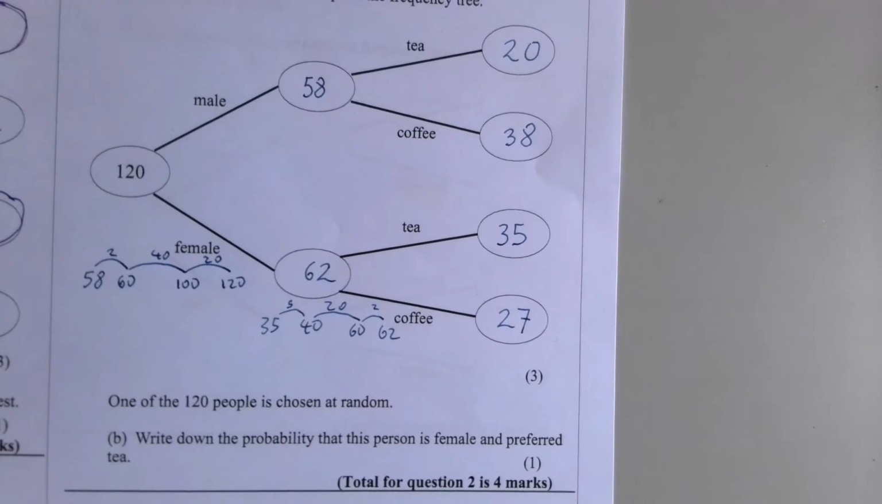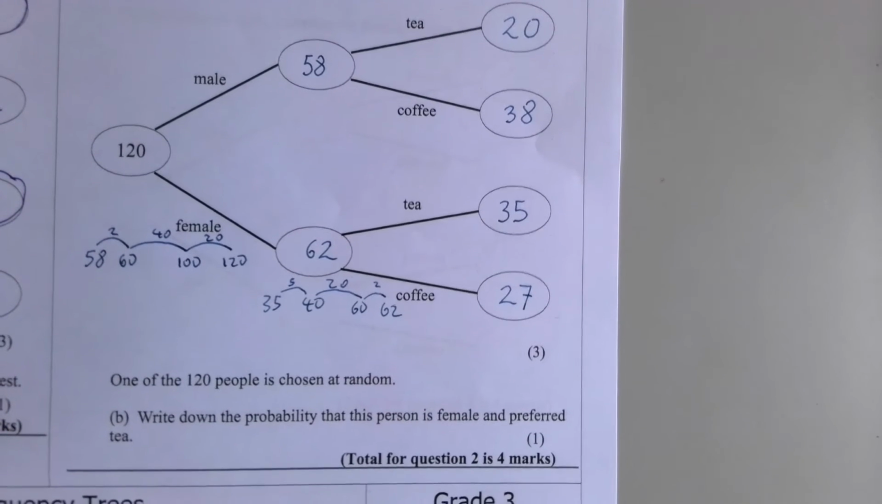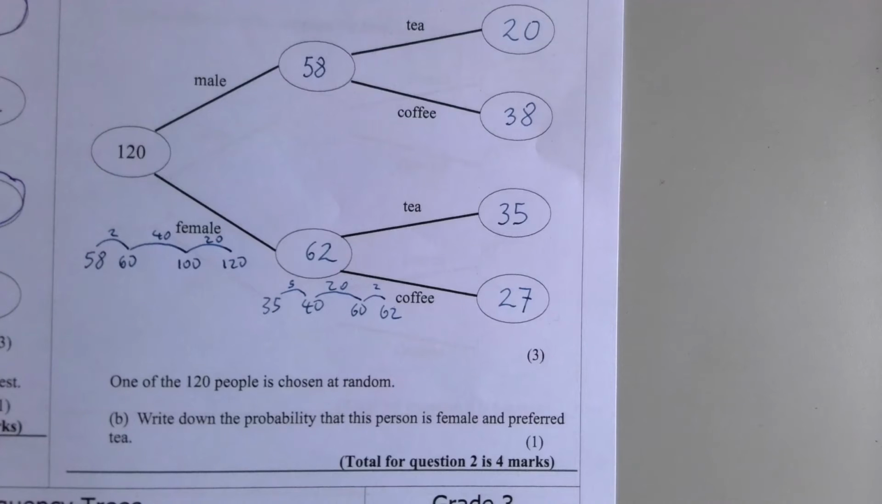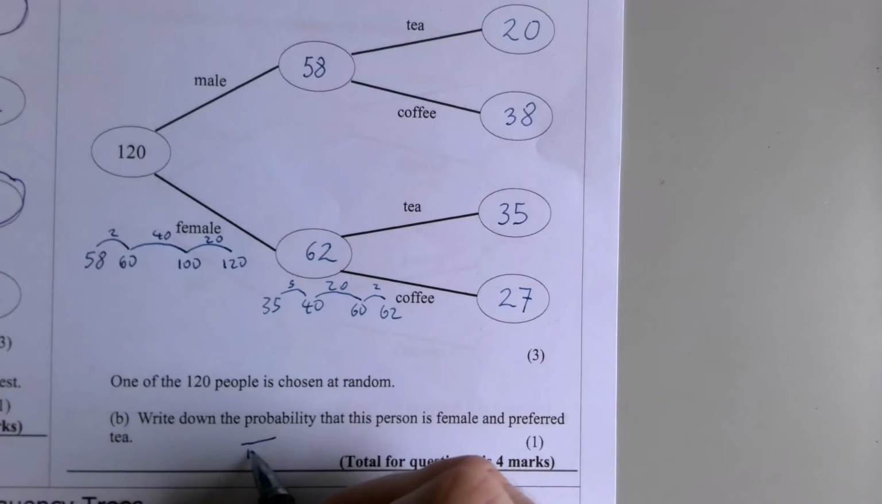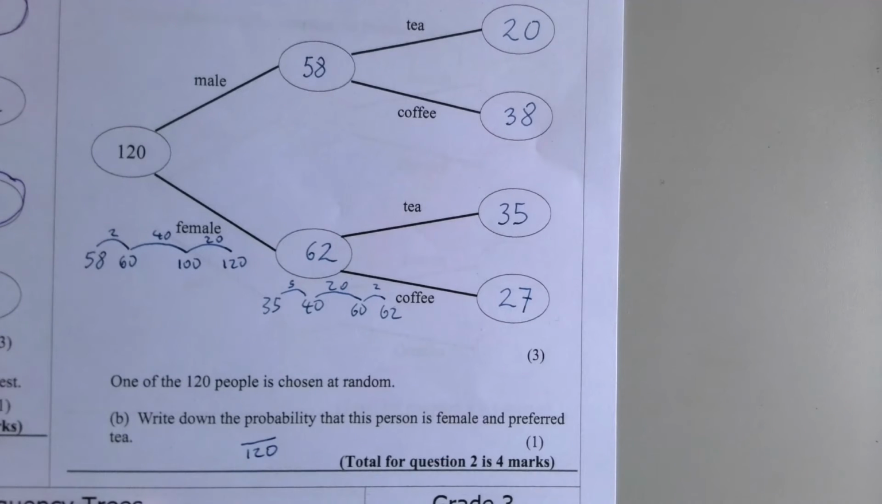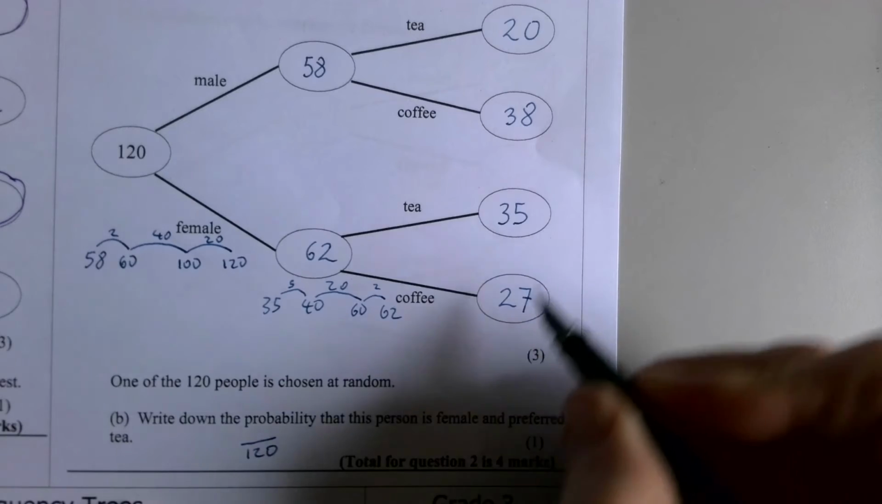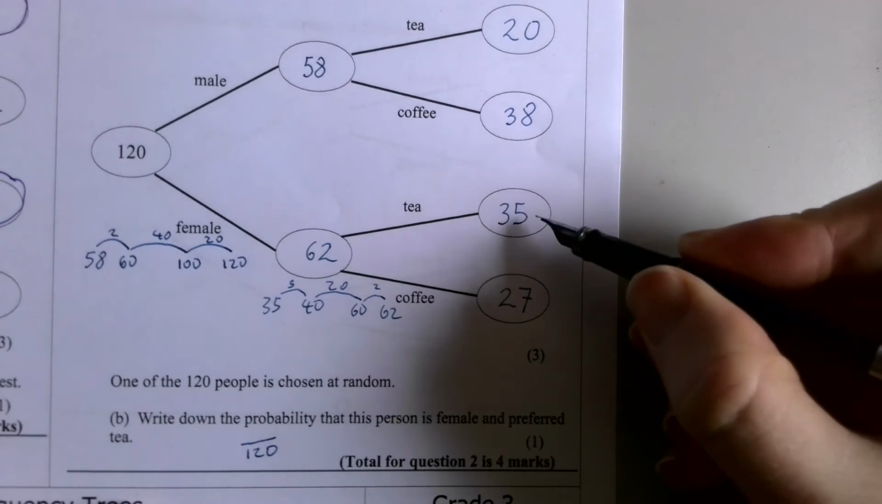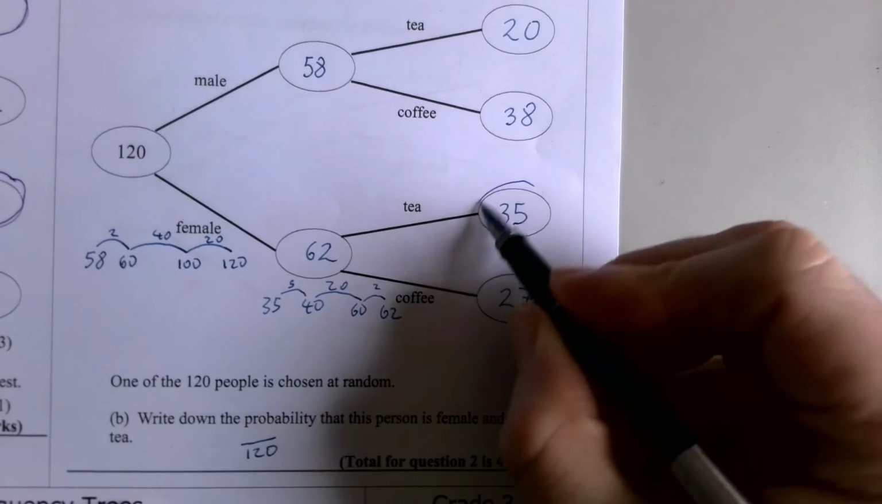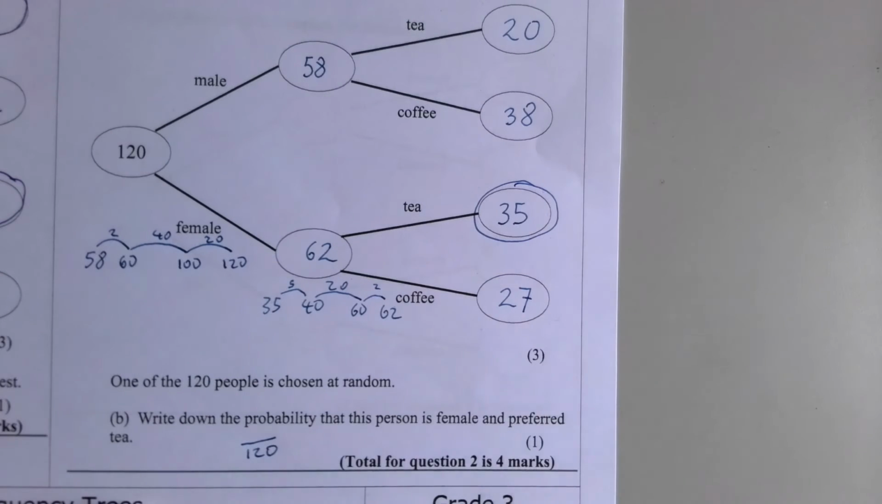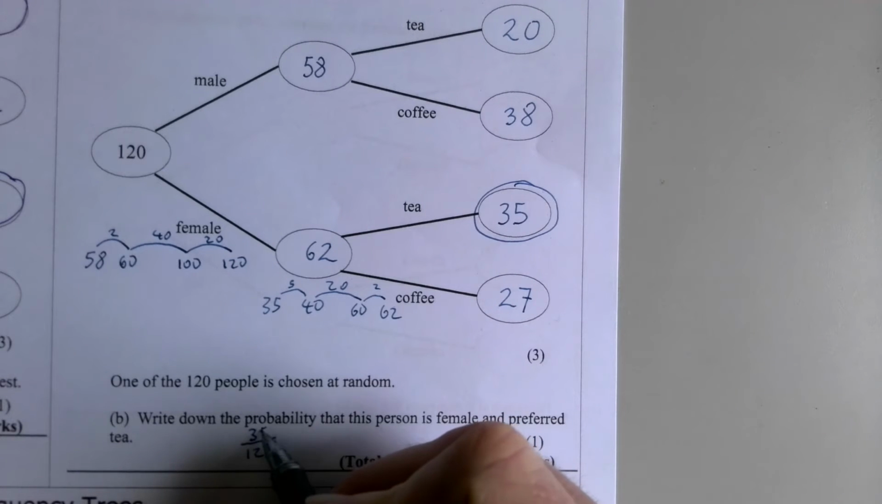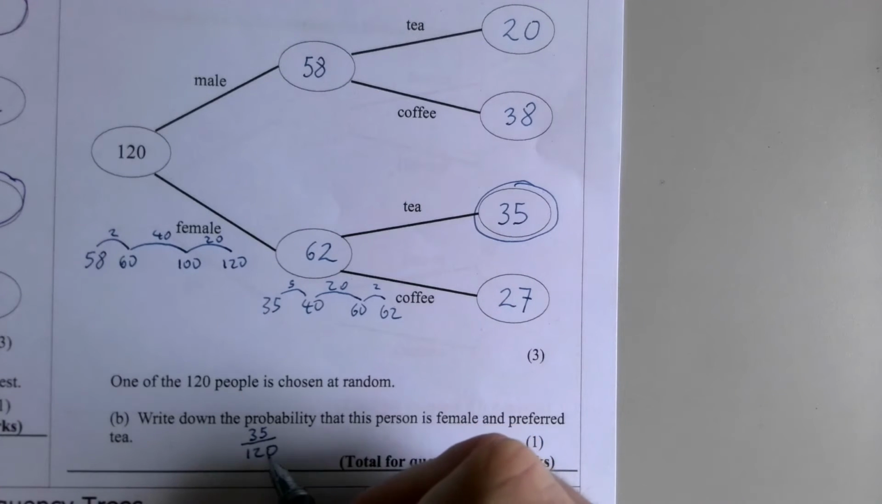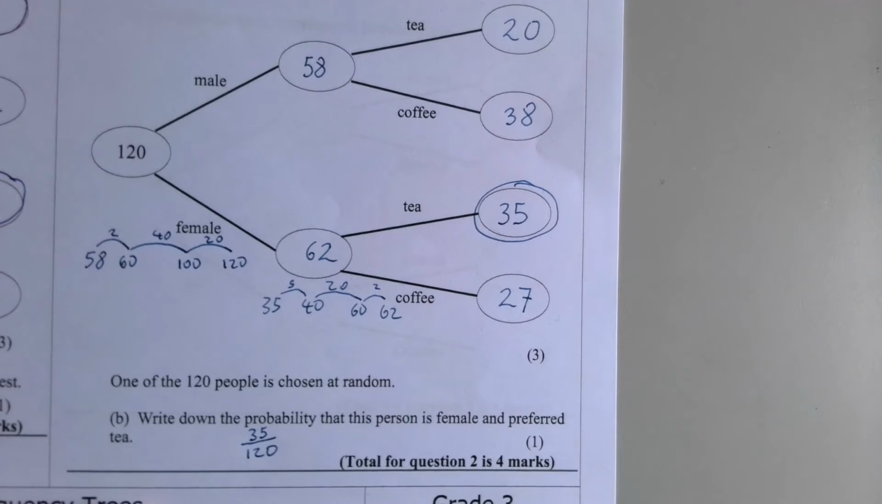One of the 120 people is chosen at random. Write down the probability that this person is female and preferred tea. So we've got 120 people it's being chosen from, so the bottom of my fraction is 120. And females who like tea is that one there, isn't it? So there's 35 of those. So 35 chances out of 120 altogether.